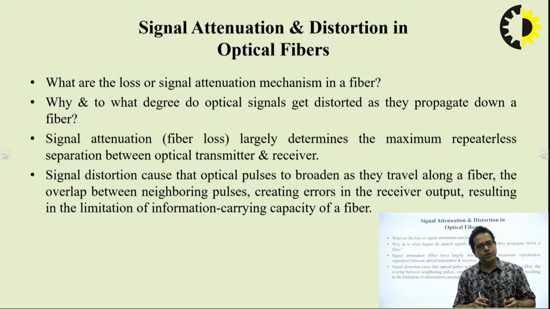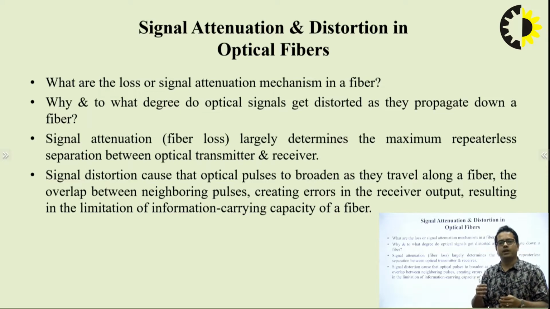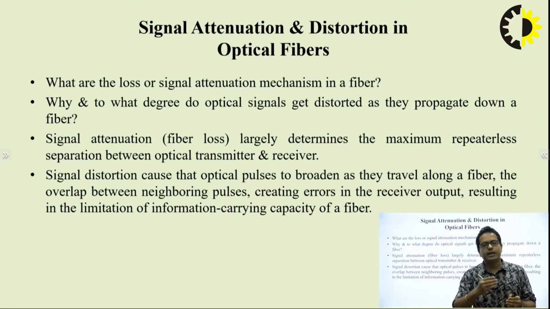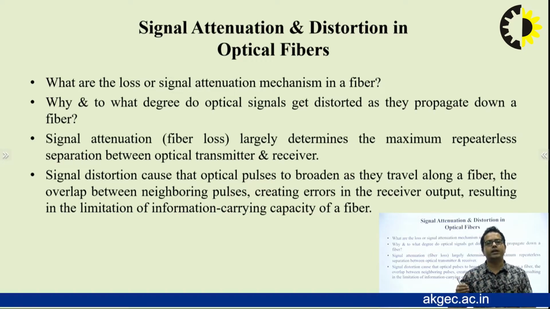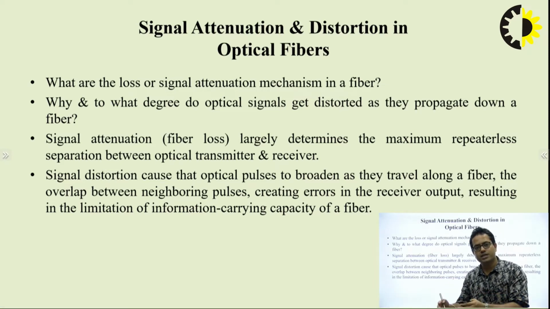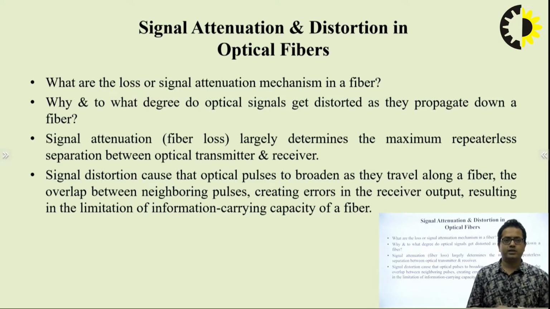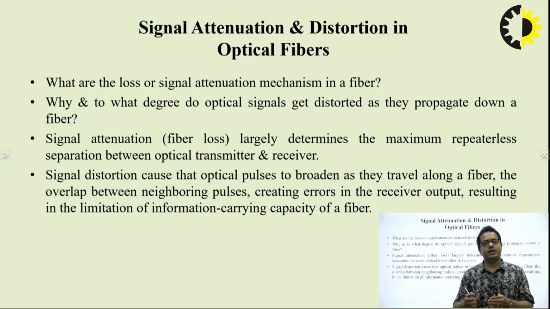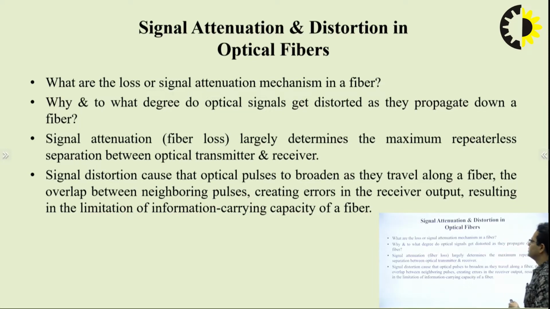Attenuation is basically a phenomenon because of which signal strength gets attenuated, or there is a decrease in the strength of a signal at some distance from the transmitter. The various mechanisms related to attenuation, and the various mechanisms responsible for distortions, we will discuss in detail in the coming slides.